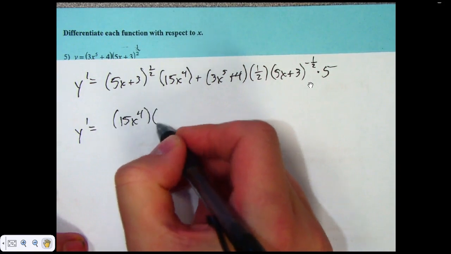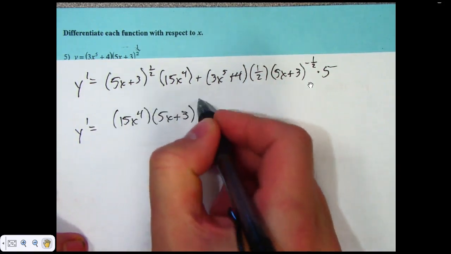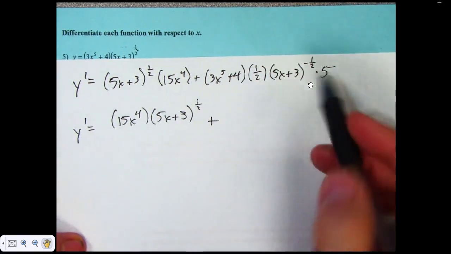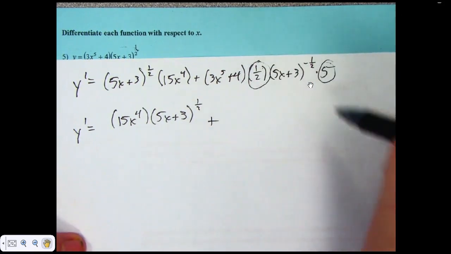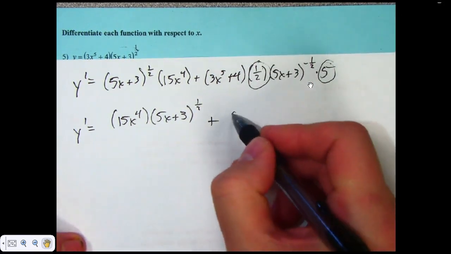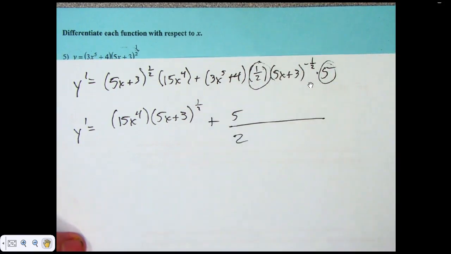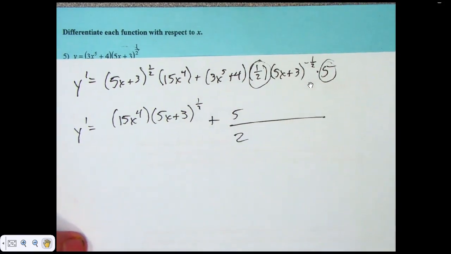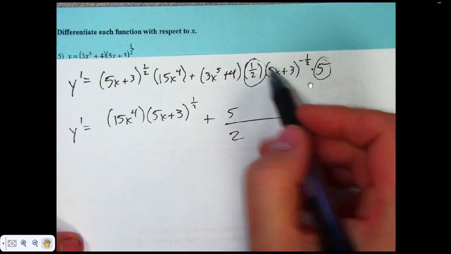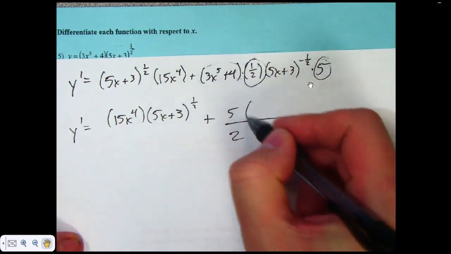So I'm just rewriting this first part over here. And then in this part, I'm going to look at this 1/2 and this 5, and just say, okay, that's 5 halves. So 5 on the top, 2 on the bottom. And then this has a positive exponent, so that's going to go on top.